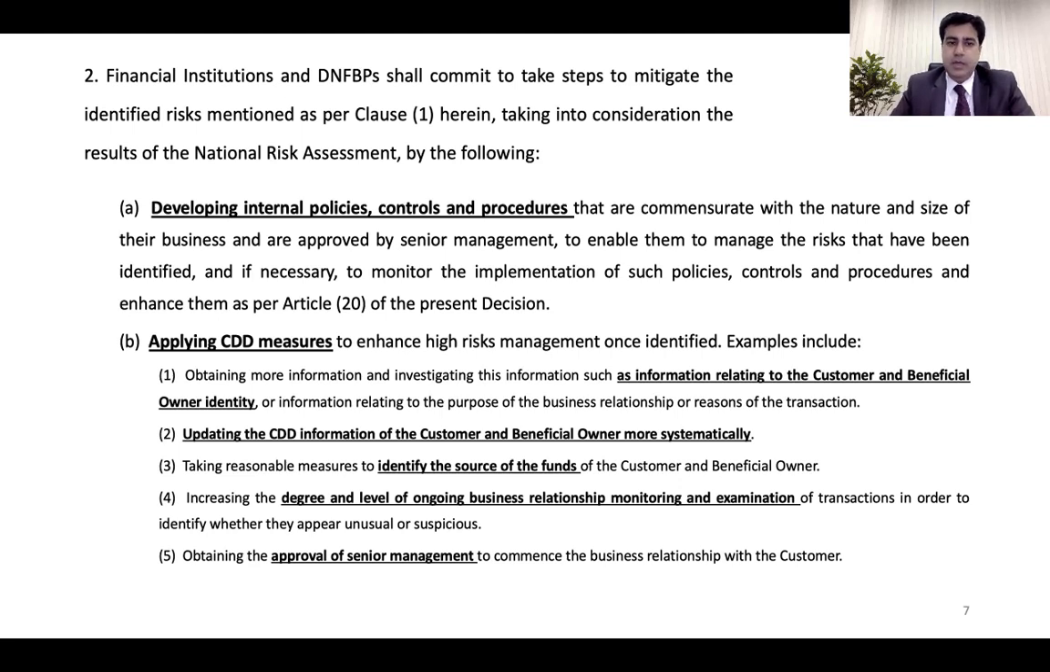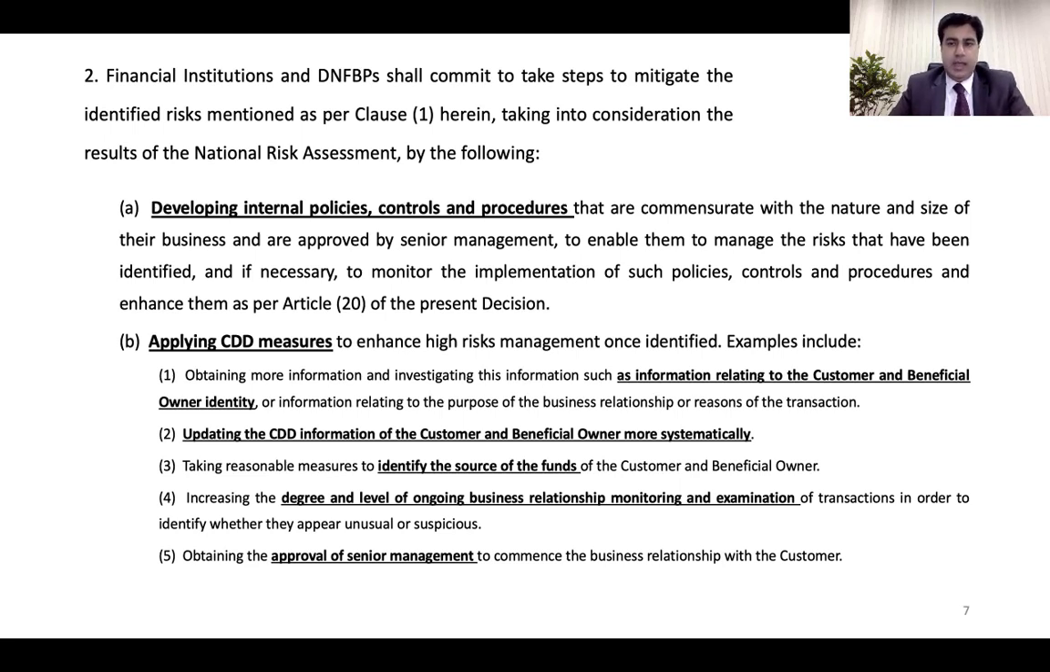Now, what are the CDD measures? One is obtaining more information. Here we are looking at information from the customer and beneficial owner perspective. The beneficial owner is one thing which is getting quite debated and discussed in UAE right now. So when we are onboarding a corporate relationship, do we know the beneficial owners? Do we know the people behind that? That is definitely required as one of the checkpoints from a CDD perspective.